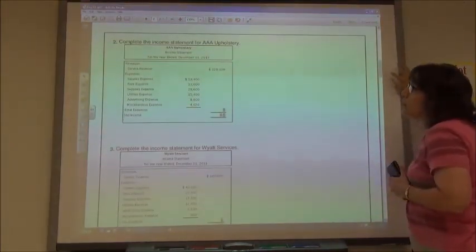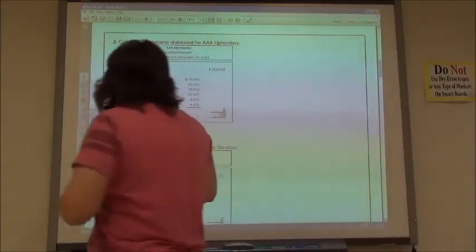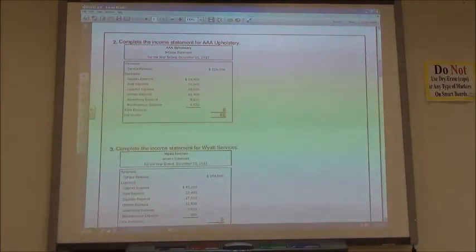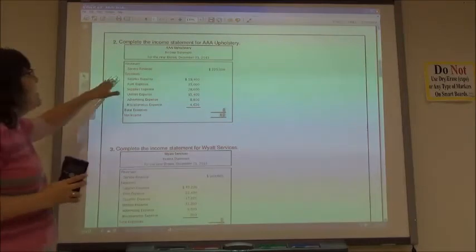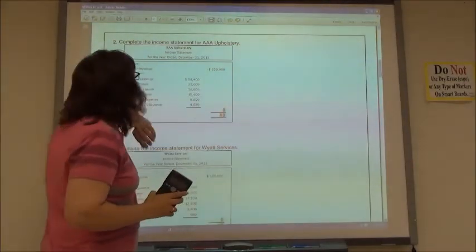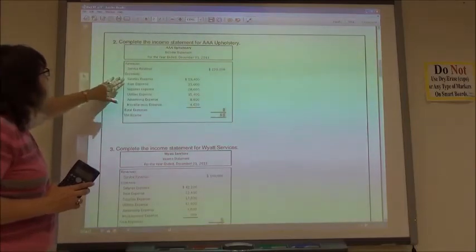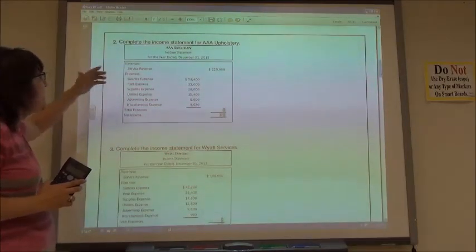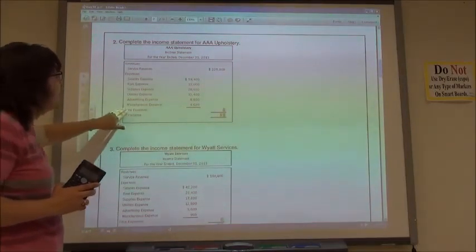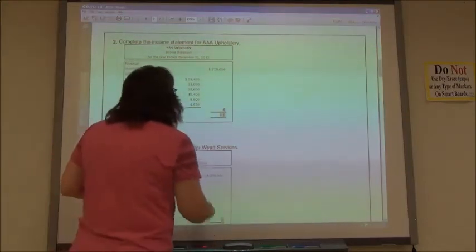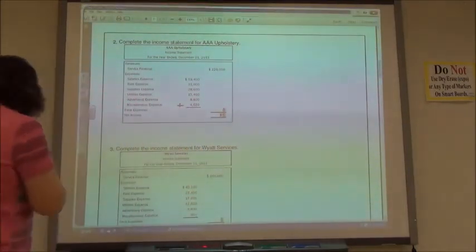So if we look at number two, it says again, complete the income statement for AAA Upholstery. Again, they gave you the service revenue of $220,000. They've listed all their different expenses for salaries, rent, supplies, utilities, advertising, and miscellaneous, and wants us to find the total. If we're going to find the total, we're just going to add up all our expenses.